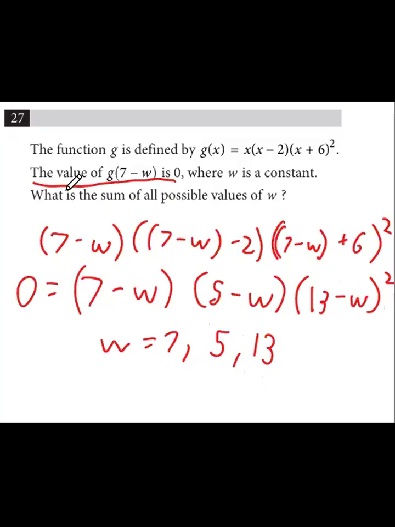And so we're asked what is the sum of all possible values? Well, it's these three, so we just do 7 plus 5 plus 13, which is equal to 25.